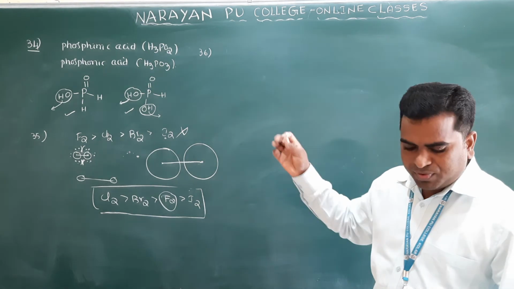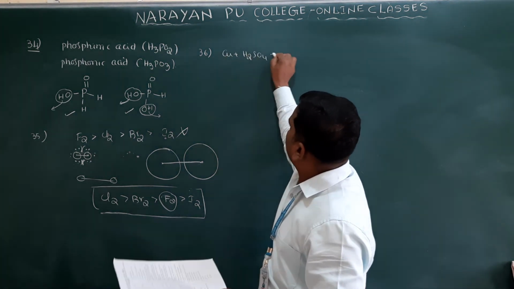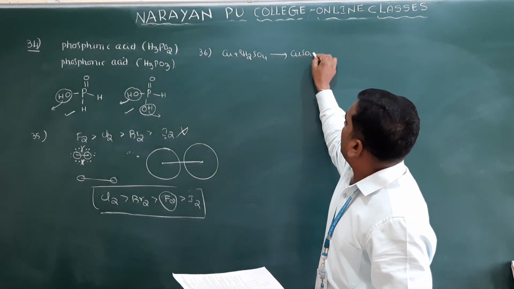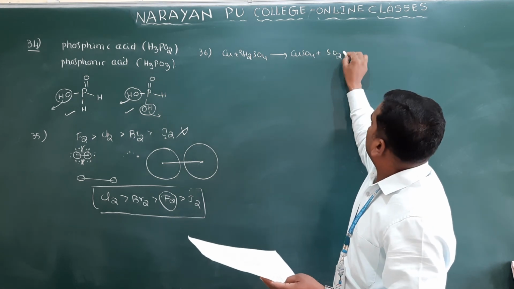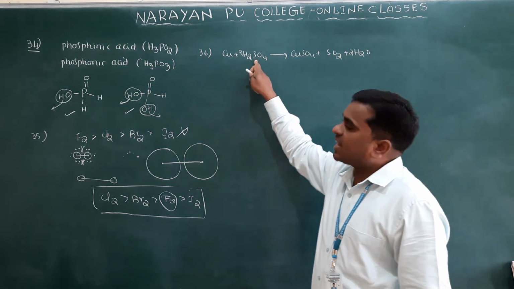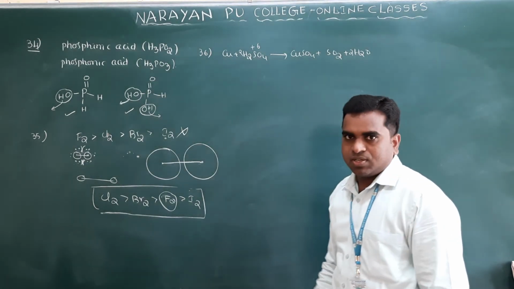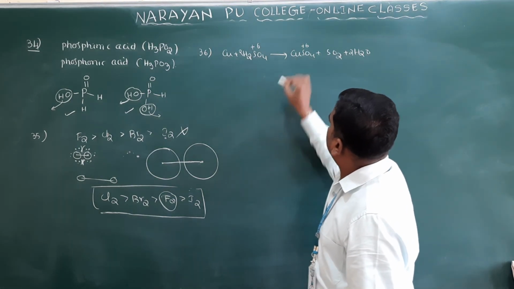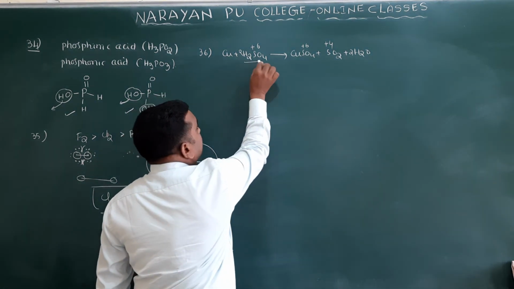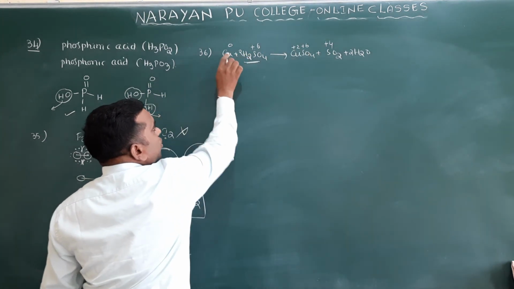Clear? So if you see the first reaction, Cu plus H2SO4, 2 moles they have taken here, gives CuSO4 plus SO2 plus 2H2O. This is the first reaction they have given. So H2SO4 acts as the oxidizing agent. Here the sulfur oxidation state is plus 6, but here the sulfur oxidation state is plus 4. When it acts as an oxidizing agent, it oxidizes copper to copper plus 2. Here 0 and plus 2.